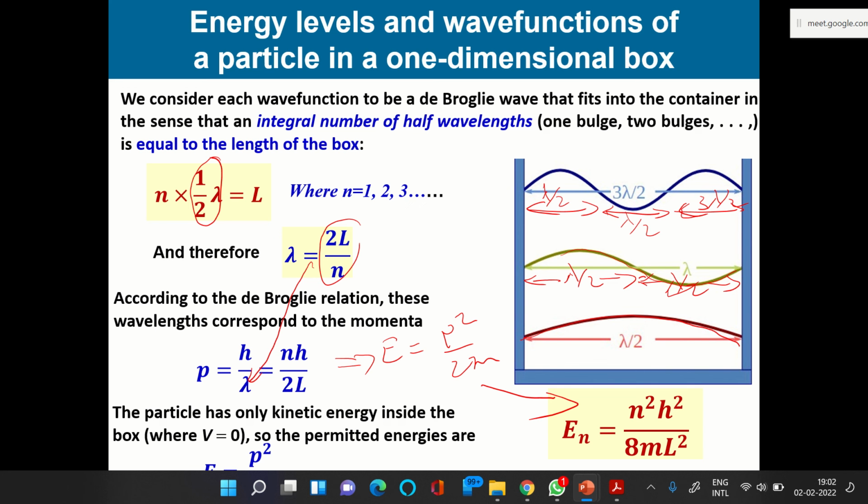And so if we are fitting this, we can easily find a pattern emerging: n lambda by 2 is equal to L, and so lambda is 2L by n. Put it over here, momentum is nh by 2L. Then if momentum is known as nh by 2L, you can find the energy, and that's it. You have found the energy for the particle in a one-dimensional box.